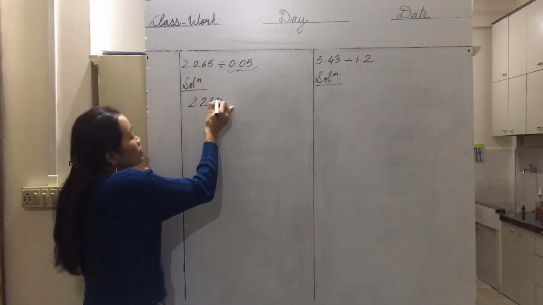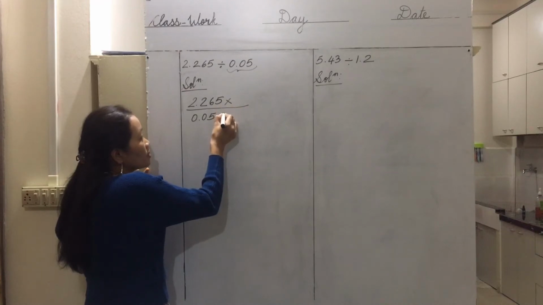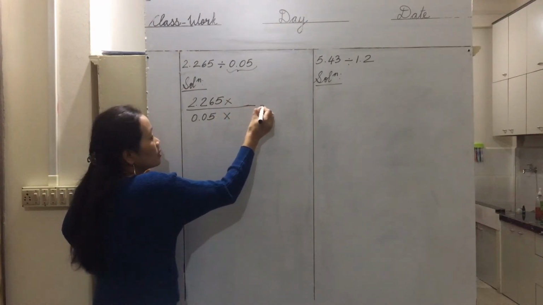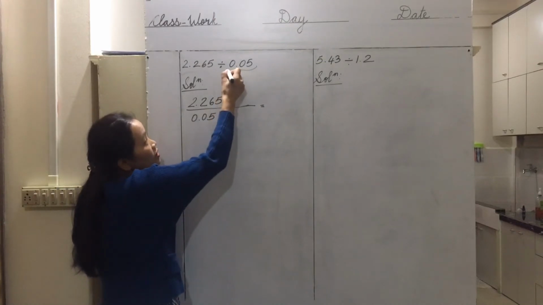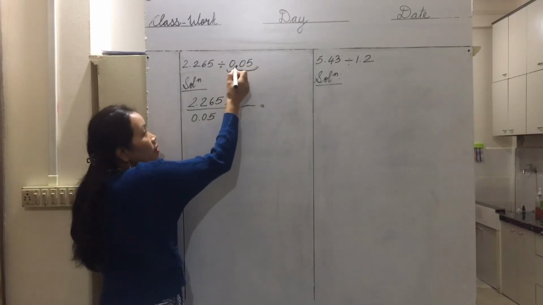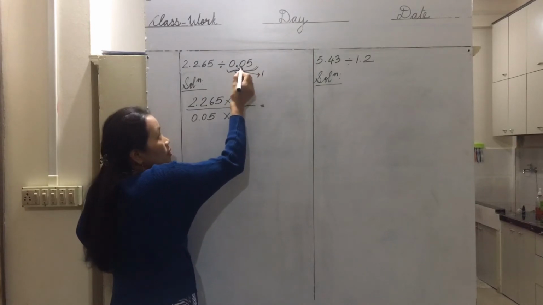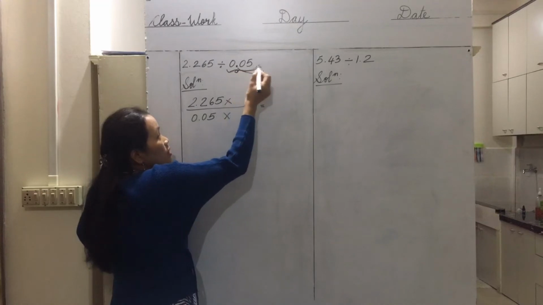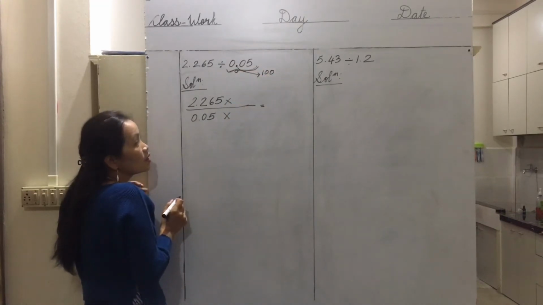We write 2.265 and 0.05, they will be multiplied by the same number. For the divisor, we look at the point. Then we count the number of digits. How many digits here? 2 digits. For 2 digits we add two 0s, right? That means we have 100.